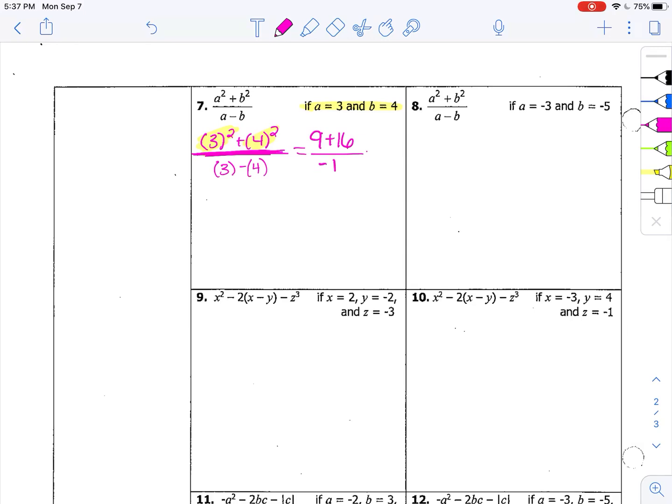My numerator is not finished. I still need to add 9 plus 16. 9 plus 16 equals 25. And since my denominator is done, I can just bring the negative 1 over. Now that my numerator and denominator are both finished, I can divide. 25 divided by negative 1 is negative 25, because a positive divided by a negative is a negative.